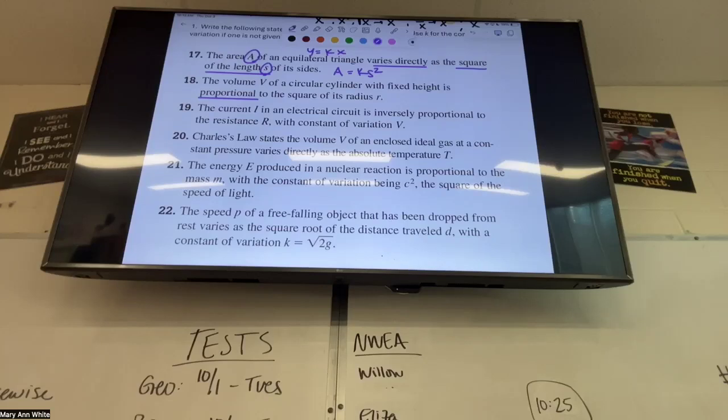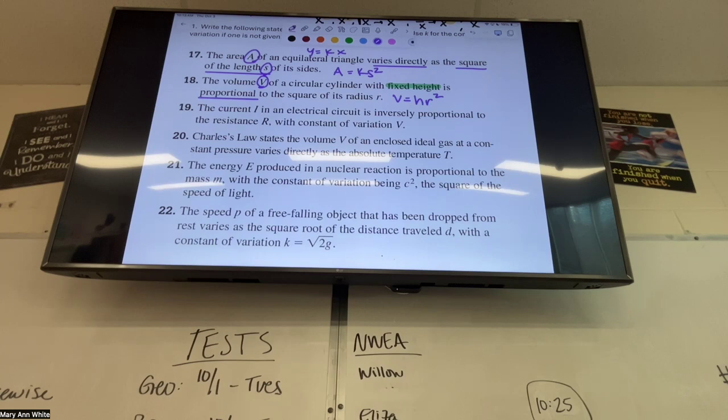What's my y this time? V, good. Notice in the last two that the first one is my y. Always. First one will always be your y. So V equals, do I have a constant? I actually do. They use funny words here. Fixed height. Fixed means that it's the same for all of them. So I'm going to use an H instead of my K. That's my constant. And then what's my X going to be? R. Do I have any exponent with that? Good. R squared. Good.